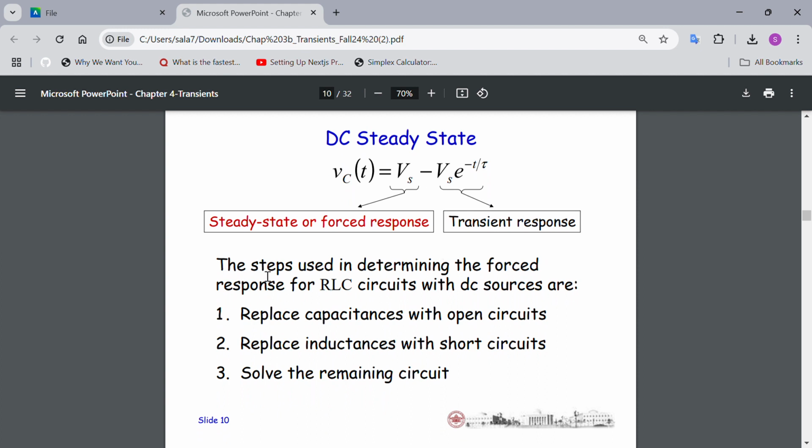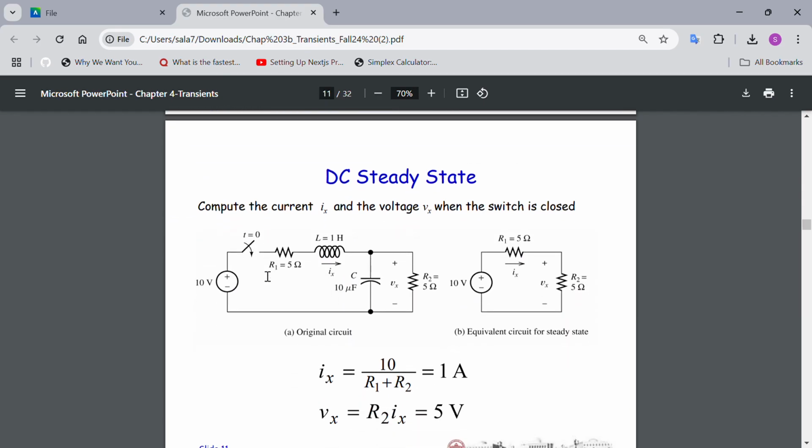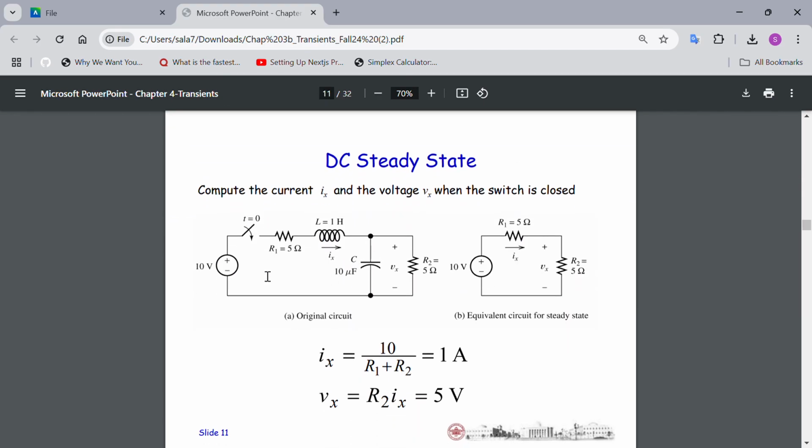And so the steps used in determining the forced response for RLC circuits with DC sources are: replacing capacitances with open circuits, replacing inductances with short circuits, and solving for the remaining circuit. That is DC steady state. If you have a circuit in DC and in steady state, the capacitors are either fully charged or not charged at all, but they are in steady state. So the capacitors are not charging or discharging.